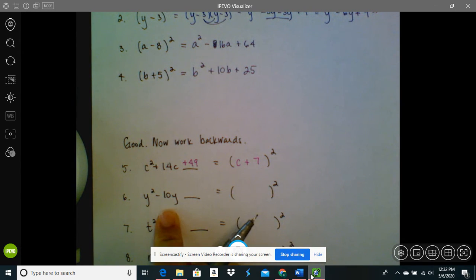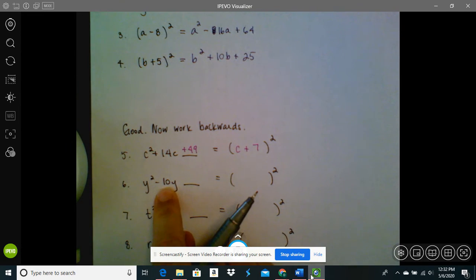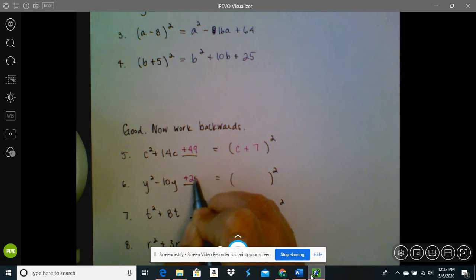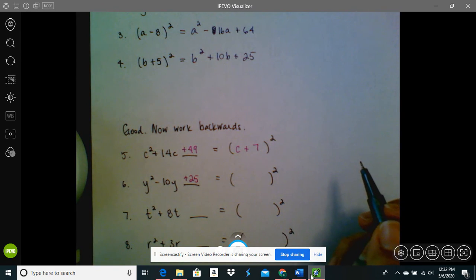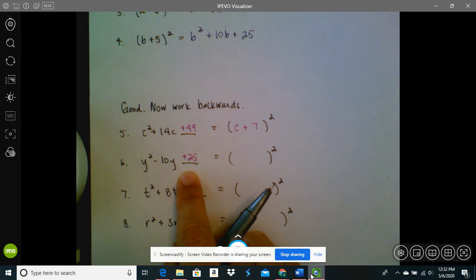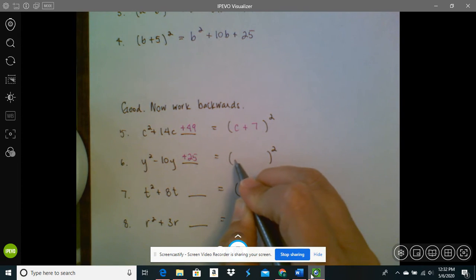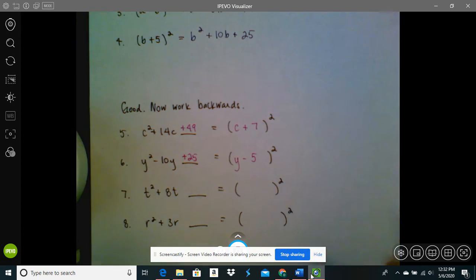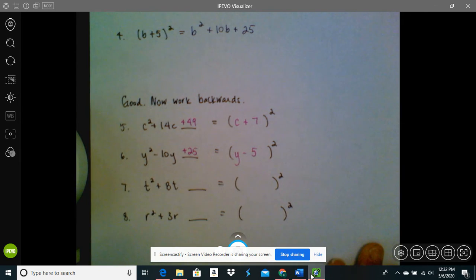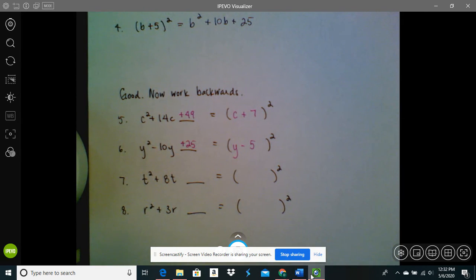Okay, same thing here. So this is negative 5 plus negative 5. So this number has to be negative 5 times negative 5. Negative 5 plus negative 5 makes negative 10. Negative 5 times negative 5 is 25. So this is going to be the variable minus 5 squared. Now, had this been plus, this would have been plus. All right. Next one. We have t squared plus 8t.